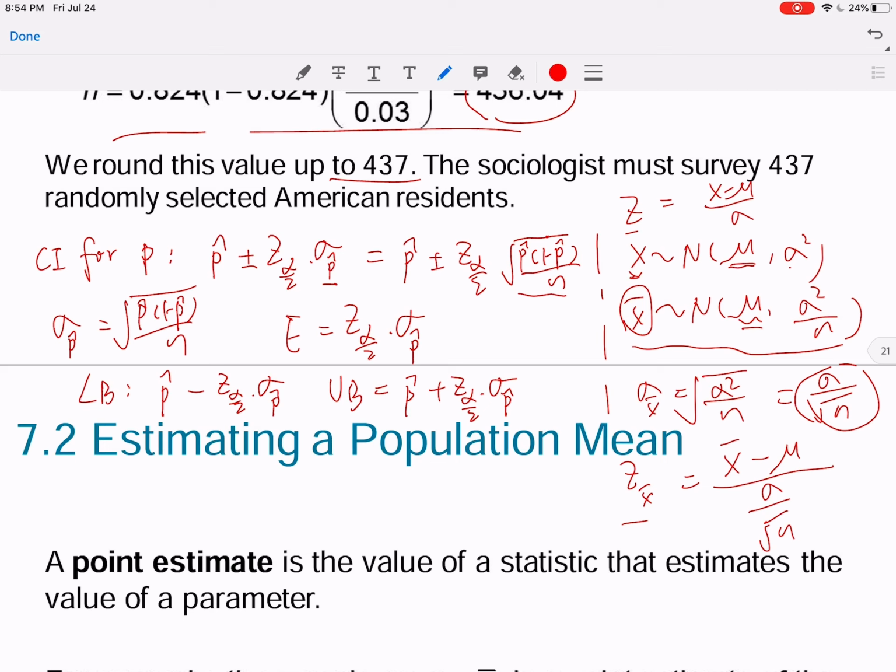This is because x bar follows a normal distribution with population mean mu and variance sigma squared over n. If you are not familiar with the stuff on the right hand side, please check out lecture video 7.1. If you are not familiar with the stuff on the left hand side, please check out lecture video 6.1. Once this is clear, let's move forward.